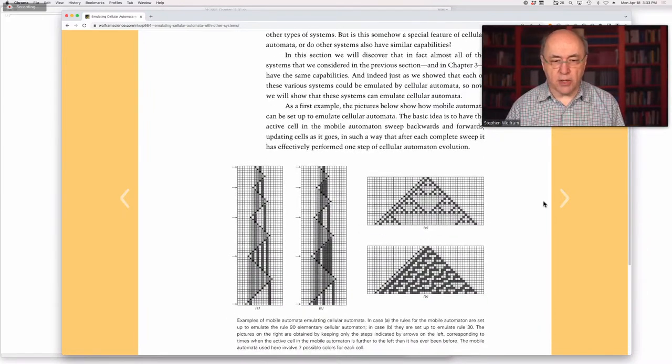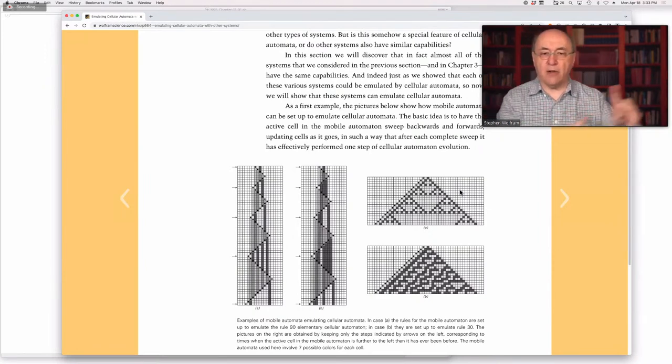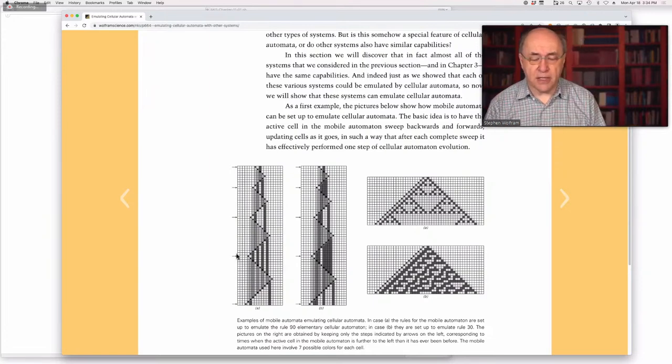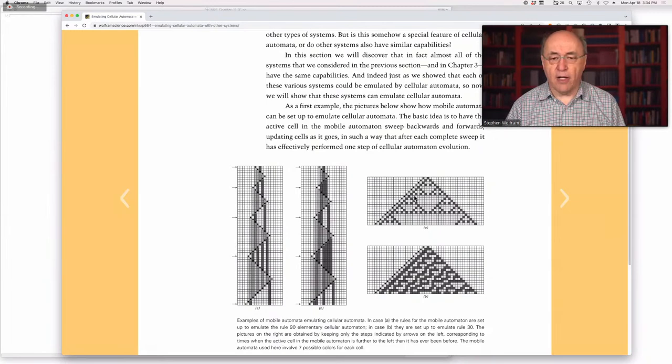So this is asking the question, can you get a mobile automaton to emulate a cellular automaton? Before, we had a cellular automaton emulating a mobile automaton, but now we're doing the other way around, a mobile automaton emulating a cellular automaton. The answer is yes. Again, we have to decide when we're going to do the readout, and we're going to do the readout here when the head of the mobile automaton is further to the left than it's ever been before. And then what we're seeing is the mobile automaton is scanning back and forth, and it's basically applying the cellular automaton rules sequentially, and it's telling us, oh, it's finished that scan line now, so now you can look at the cellular automaton. So this is essentially the compressed evolution of the mobile automaton is the cellular automaton here.